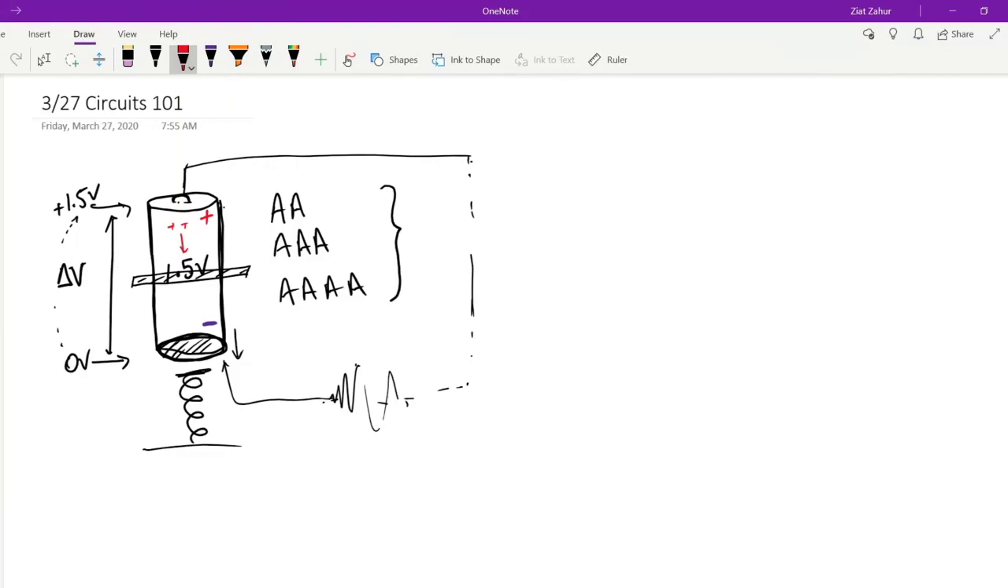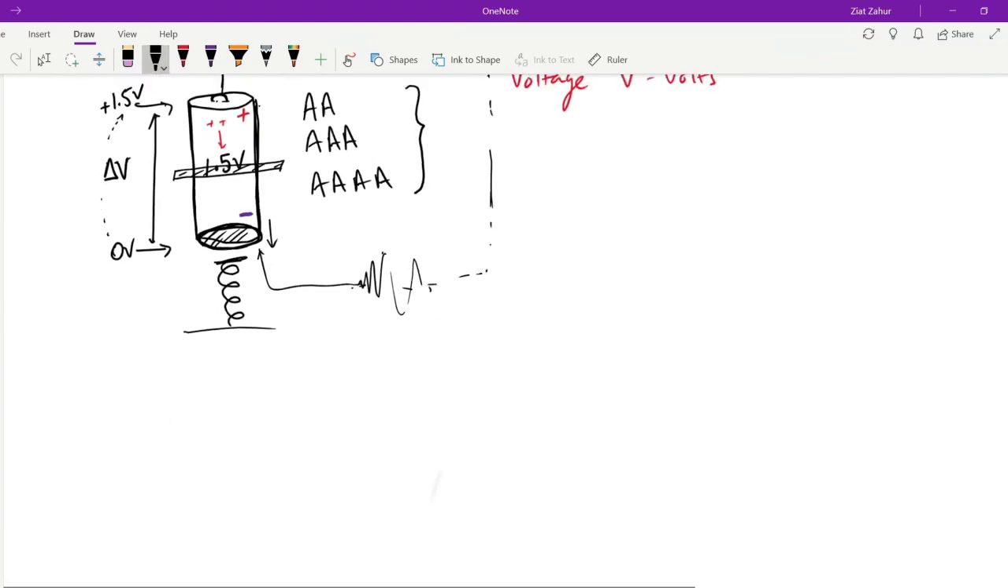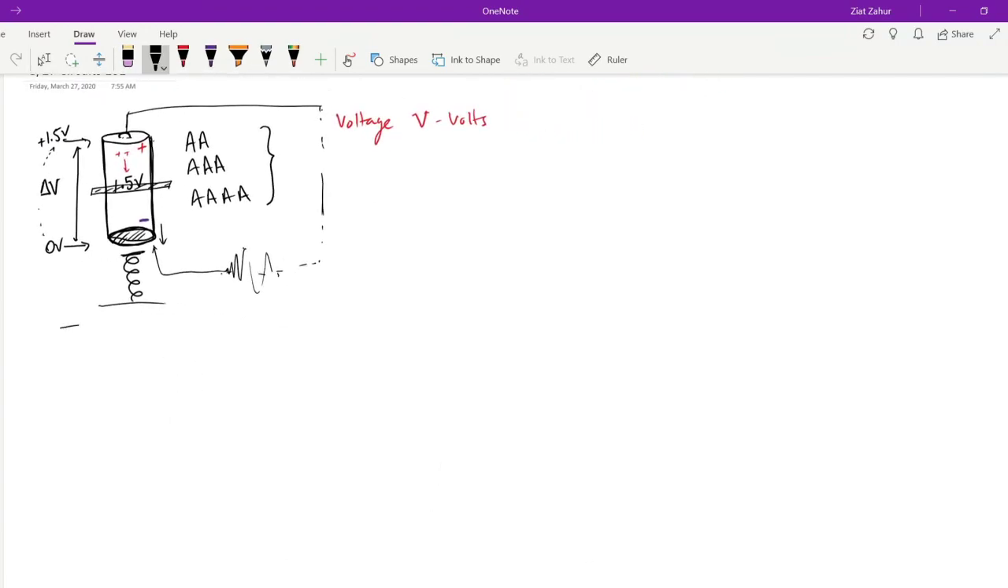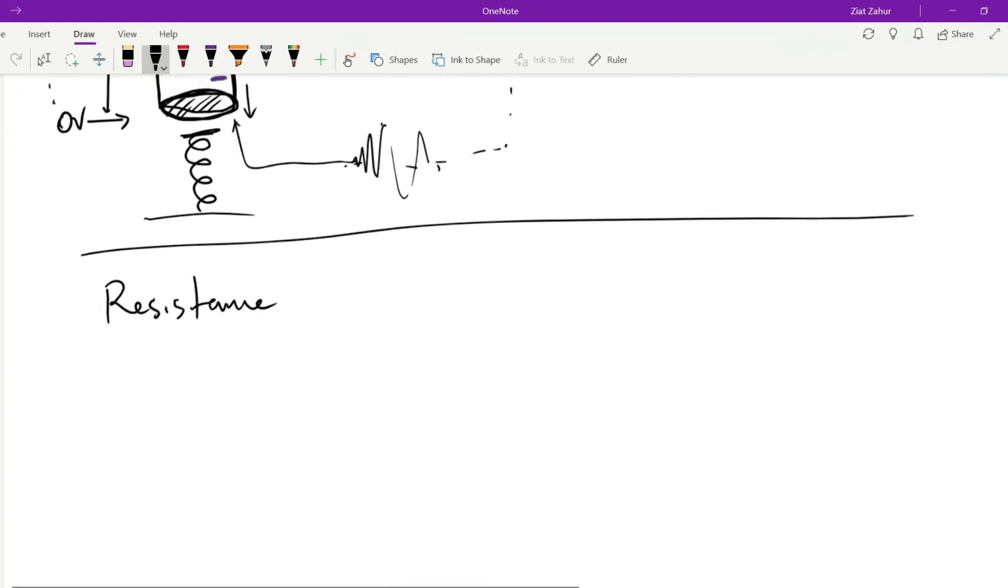All right. So of course we know that voltage is measured in volts, V. Resistance is measured in omega, and this stands for ohms. Ohms. There we go. And so resistance is measured in ohms.